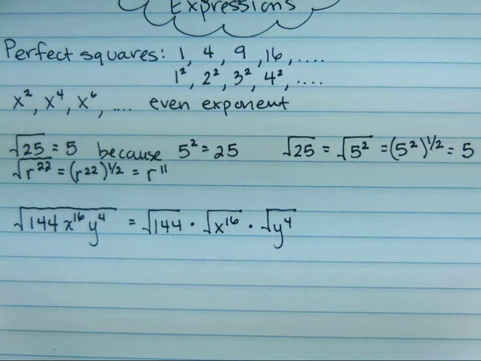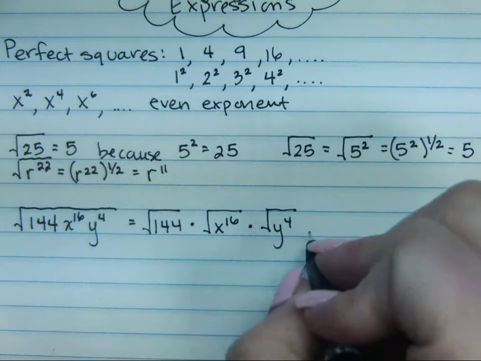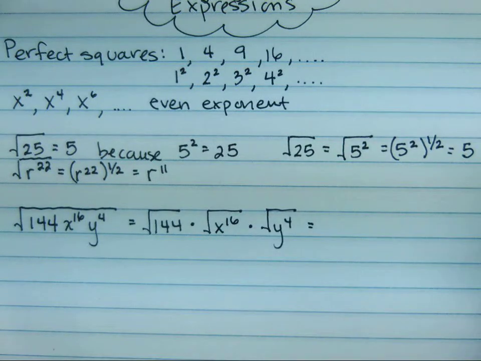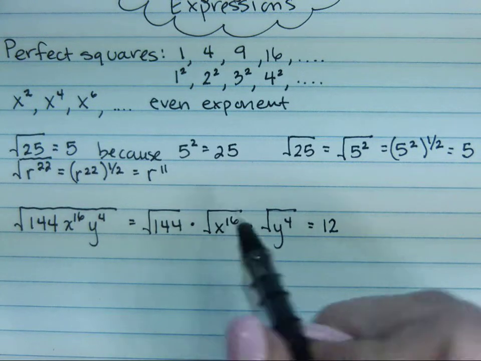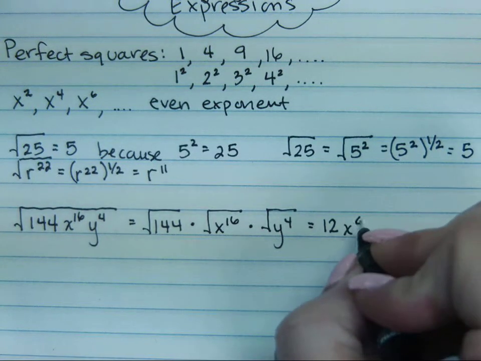So a rule for radicals is that they can be broken up into individual factors. But again, a number times itself to get 144 is 12. If I think about this square root, it is telling me I need half of 16, so I'm going to get x to the 8th.